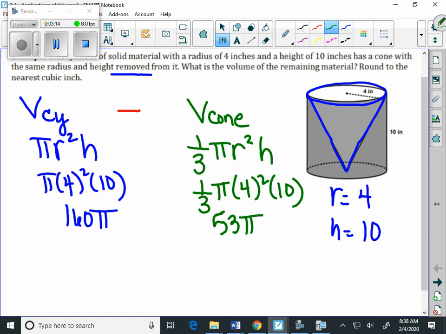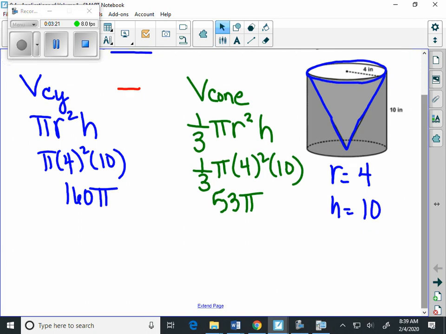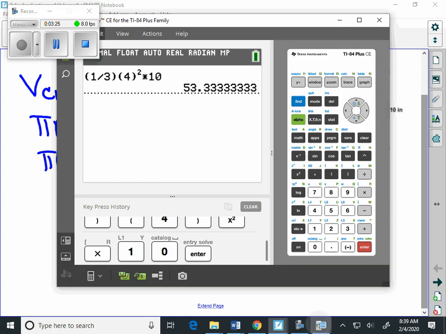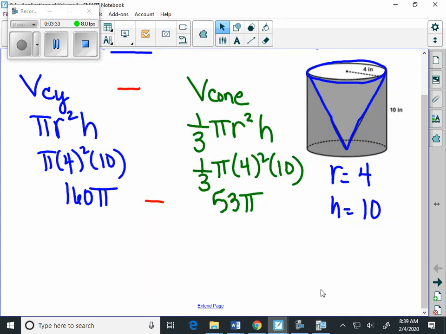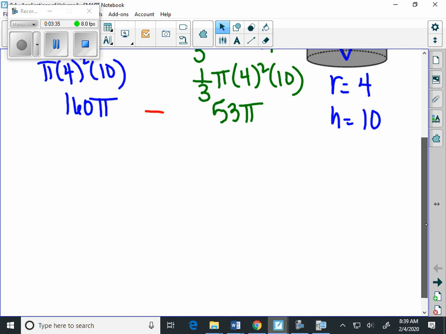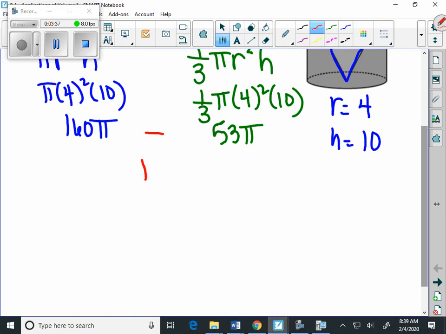And then one more time, we're removing this cone from the cylinder. Consequently, we're going to subtract those two. So we can take 160 and subtract 53 from that answer. But remember that the answer at that point would be 107 pi cubic inches.